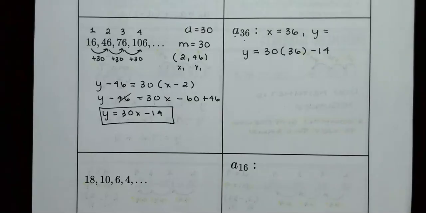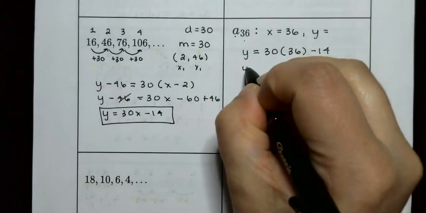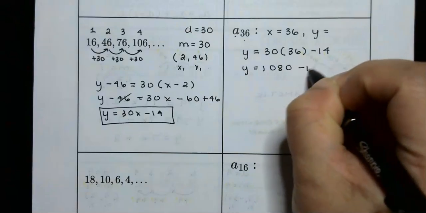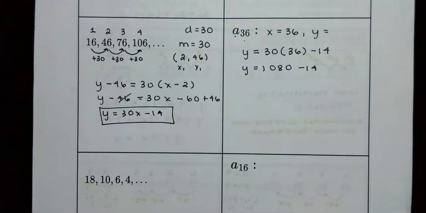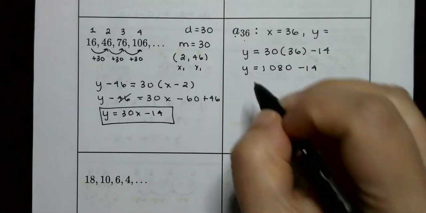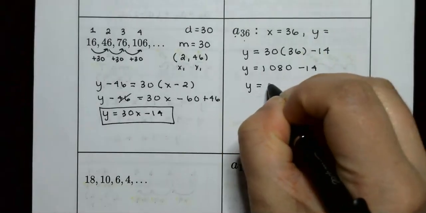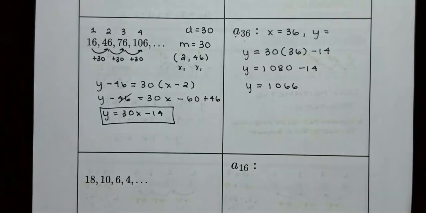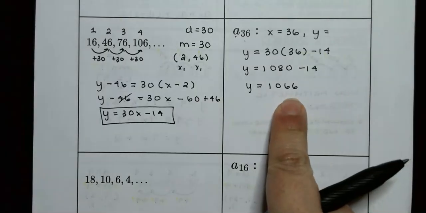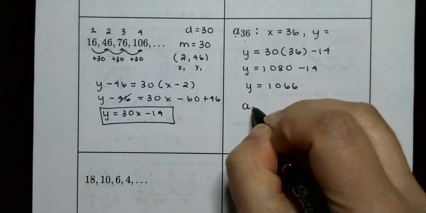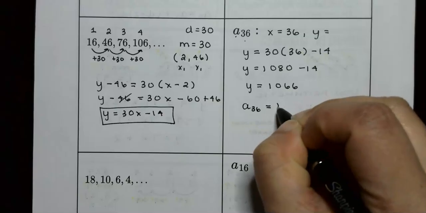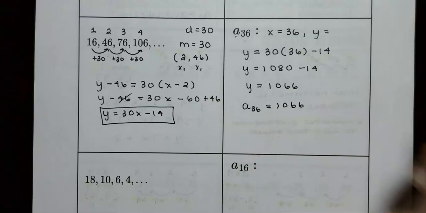Alright, so if you do 30 times 36, it's a big number. It's going to give us 1080 minus 14. So let's subtract 14. So our y value would be 1066. And so this is the number. So the number that would be in position 36 of the sequence would be 1066.